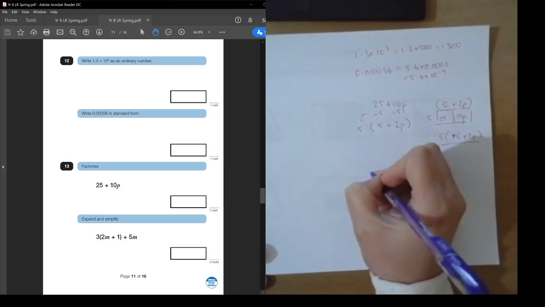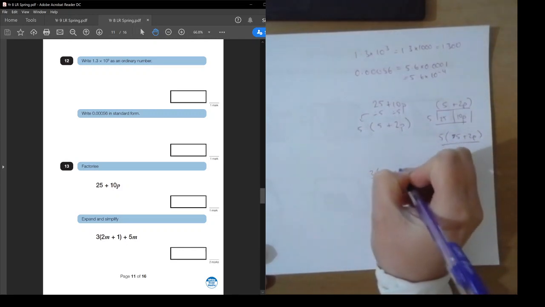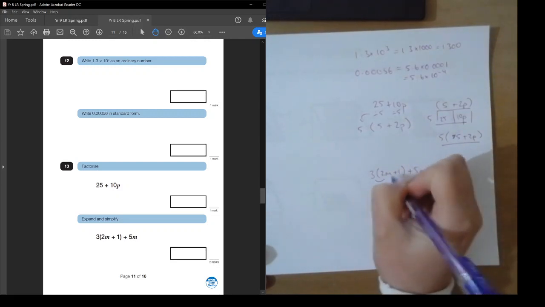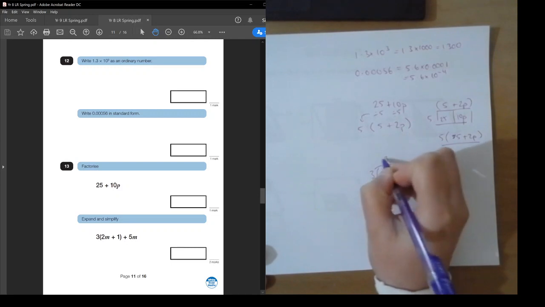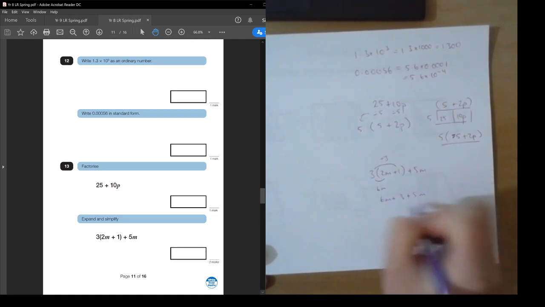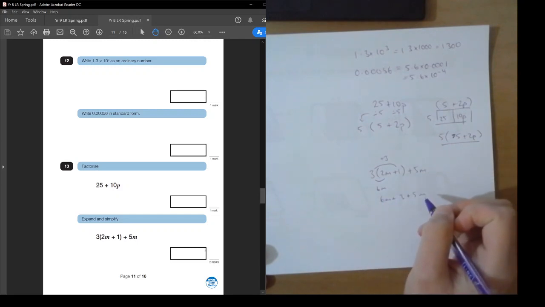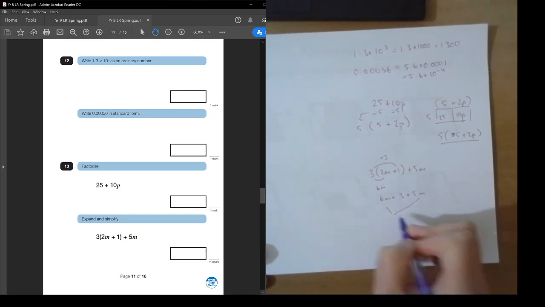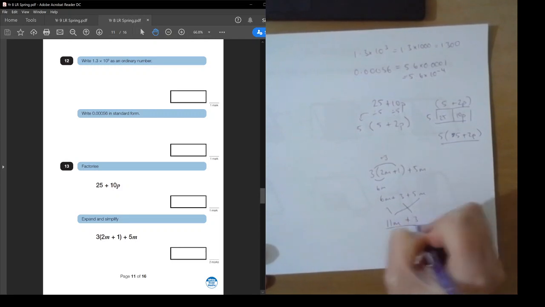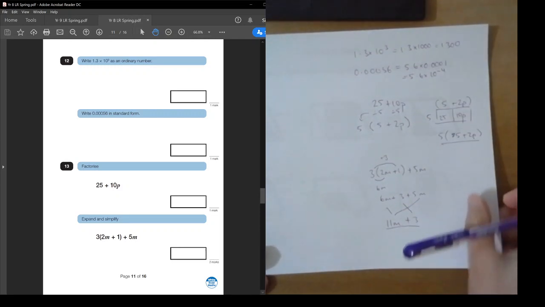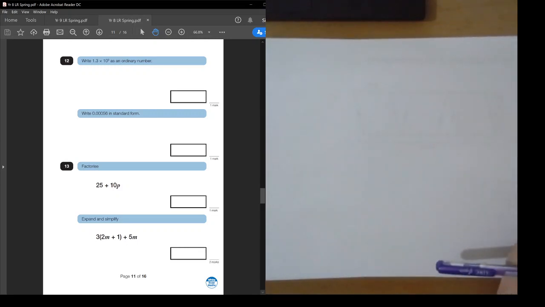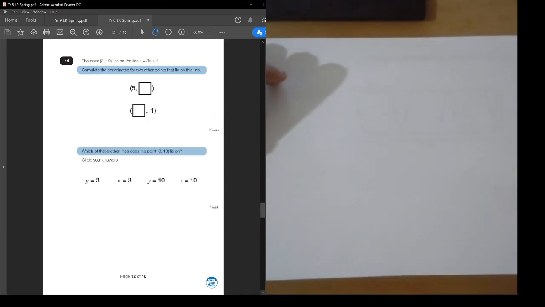Then it says expand and simplify, which is super easy to do. This is 6m, this is 3. So I'm saying 6m plus 3 plus 5m, and now I just need to simplify, i.e. collect the terms. These are the two that have an m. This doesn't have an m, so I'm just going to put 11m plus 3. Okay, next question.